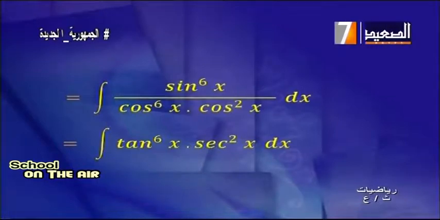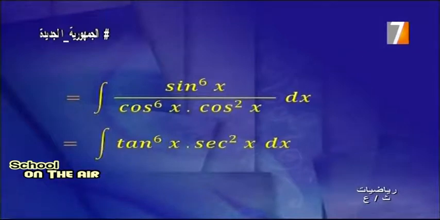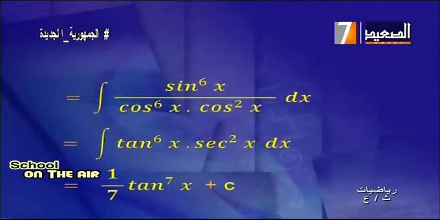Now we have the function tan x all power 6, and this function is multiplied by the derivative of the function inside the bracket. The derivative of tan x equals sec power 2 x. Then we add 1 to the power and divide by the new power. Then the integration equals 1 over 7 tan power 7 x plus c.